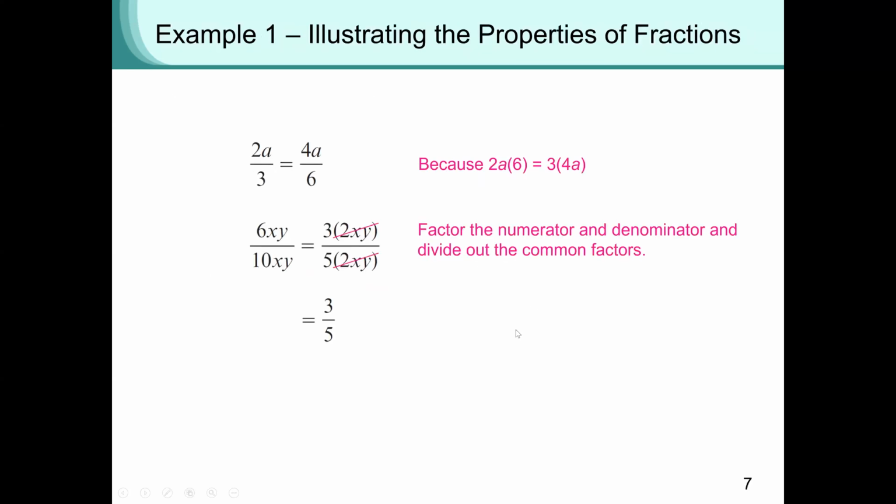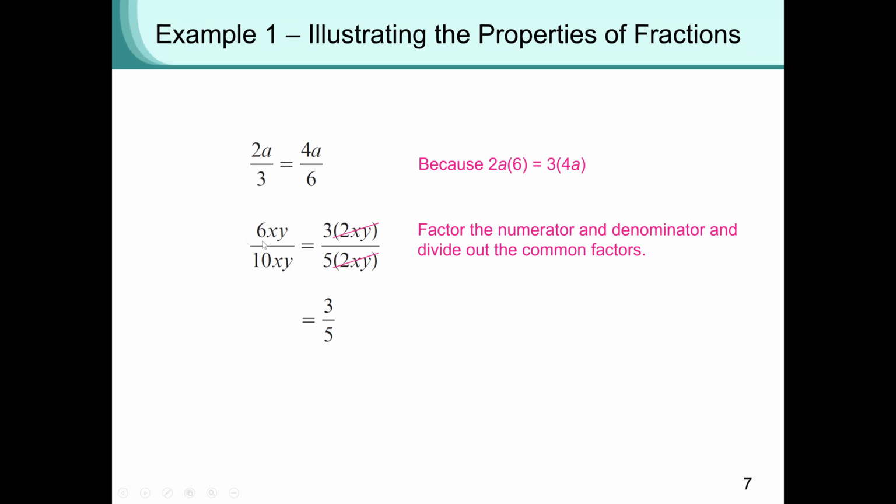Now, if the denominators are not common, then we find what we call the LCD. So an example given here, we have 2a divided by 3 equal to 4a divided by 6. First thing I can do, I can cross multiply. So I can get 2a times 6 equal to 4a times 3. And that's what we have here. And that can give us 12a equal to 12a. So they are the same.